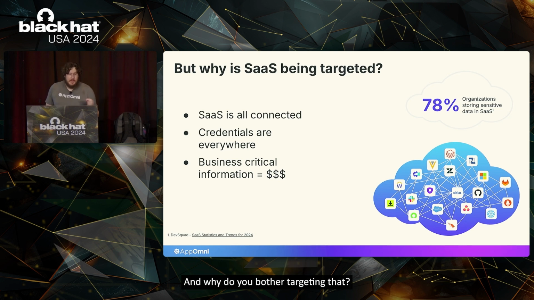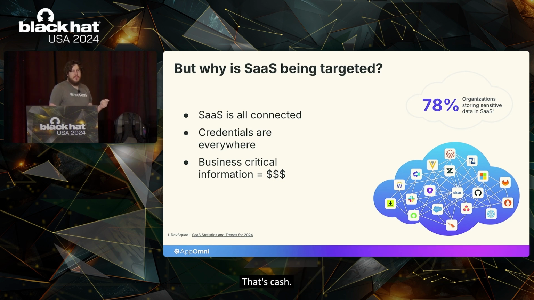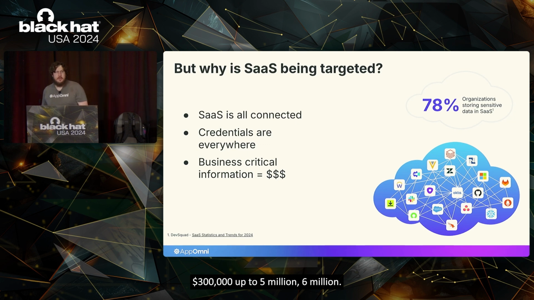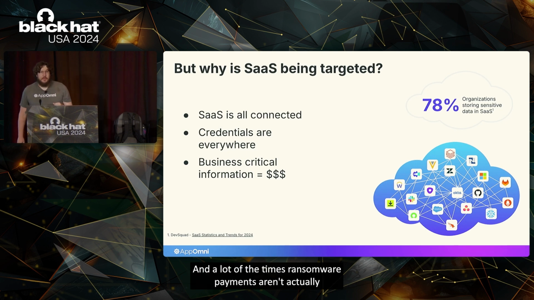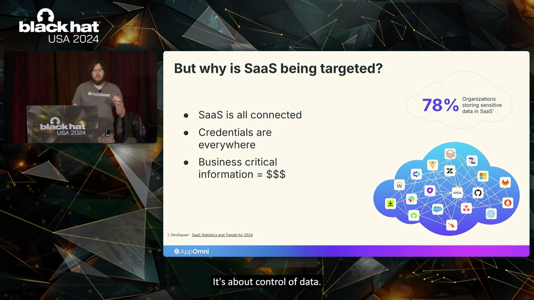And why do you bother targeting that? Because business critical information is money. That's cash. You can extort a business for $100,000, $200,000, $300,000, up to $5 million, $6 million. We've seen ransomware payments go up to $75 million in the last week and a half. And a lot of the times, ransomware payments aren't actually just about being locked out and not having access to your data. It's about control of data.